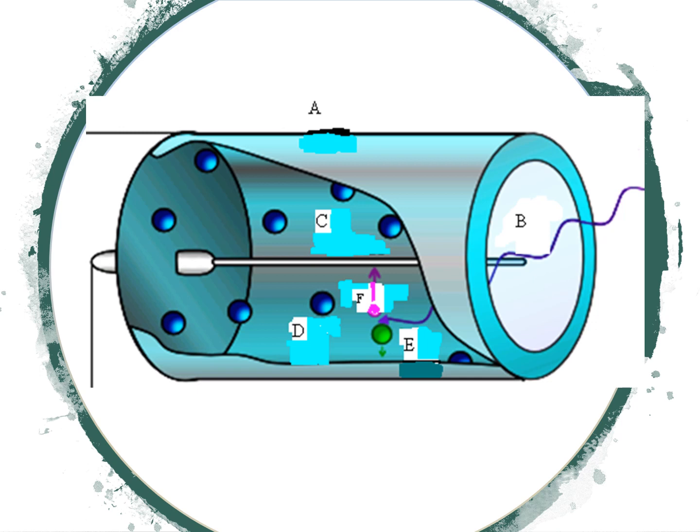Now, let's go through the rest of the piece parts. C is probably that metal wire in the middle. D is the big blue ball, that's a nitrogen atom. And then F is an electron, and E is a positive ion. And that completes the picture.